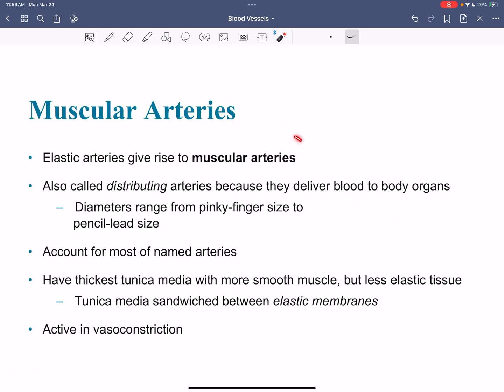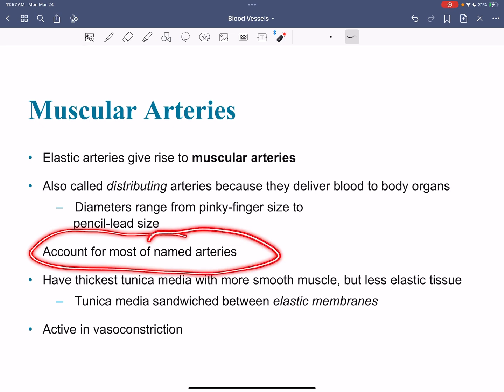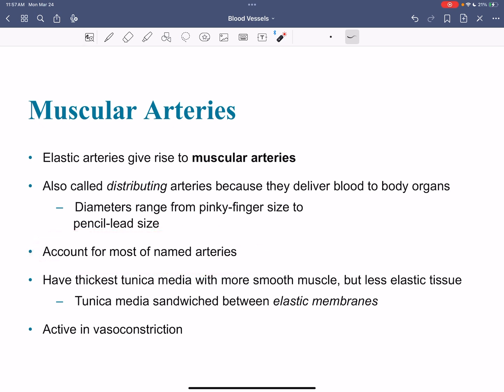Muscular arteries. Elastic arteries then give rise to the muscular arteries, and that's a bit of a clue right there, the name. Also called distributing because they deliver blood to body organs, right? How big are they? About pinky diameter size to the graphite in the middle of a pencil. So we're not talking huge, we're talking those mid-range ones. And these are the most common, right? Almost all of the artery names you'll learn are these type of muscular arteries.